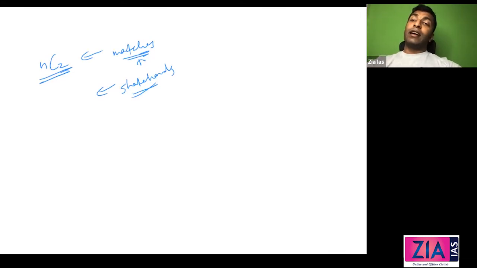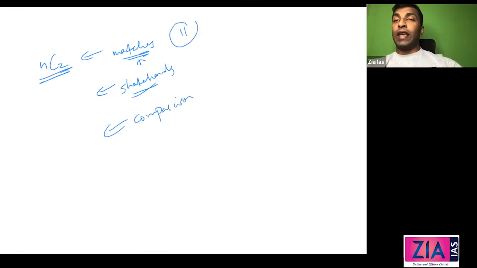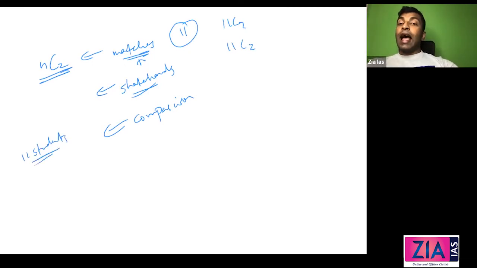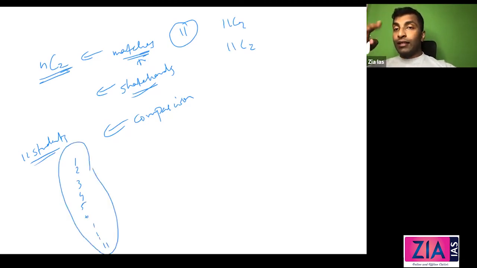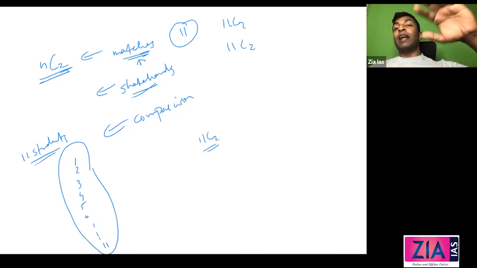Similarly, you can get questions like comparisons also. Let's say 11 teams are playing against each other. How many matches? 11C2. 11 players are there. How many handshakes? 11C2. Let's suppose 11 students in the class, and the teacher wants to compare and rank them like 1, 2, 3, 4, 5, 6, up to 11. So how many comparisons does the teacher need to make to rank them? 11C2.